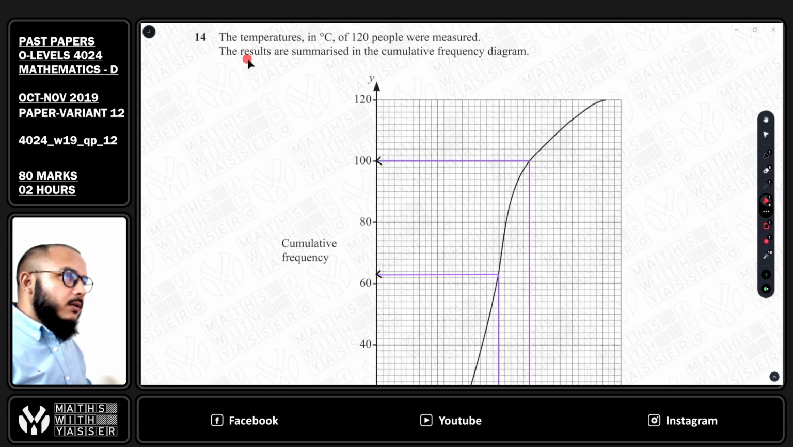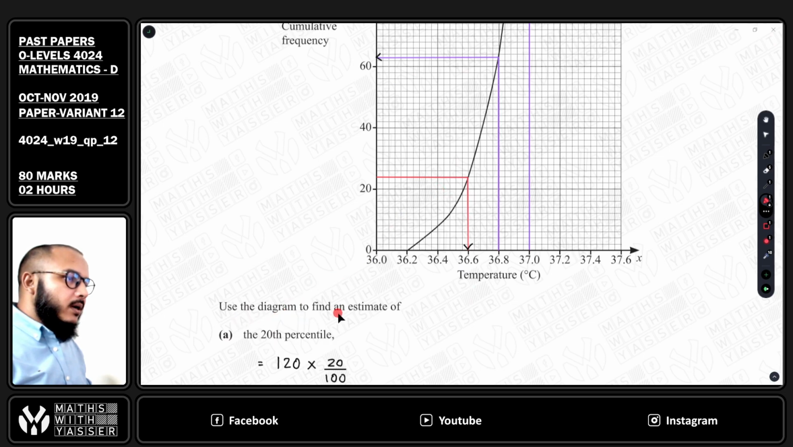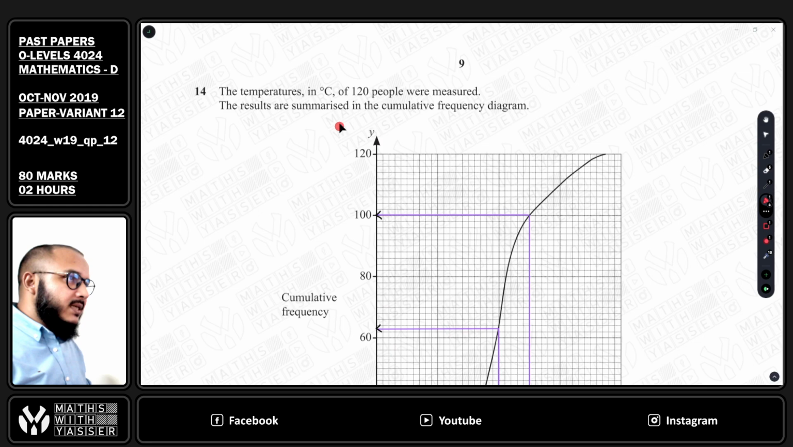Question number 14. The temperatures in degrees Celsius of 120 people were measured. The results are summarized in the cumulative frequency diagram. Use the diagram to find an estimate of the 20th percentile. So 20th percentile is basically based on the number of people that is given, which is 120. And we can also see that the graph ends over here, which is 120.